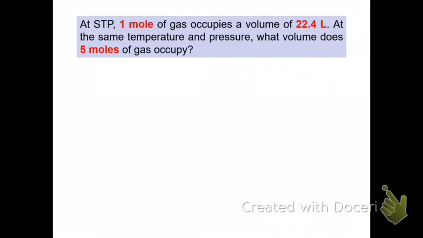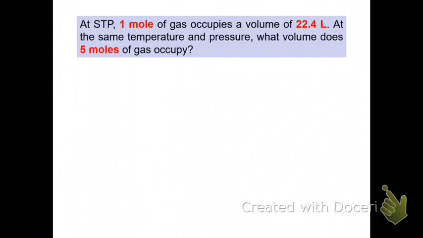All right, let's take a look at this example here at STP. STP stands for standard temperature and pressure. If you remember from the beginning of the lecture, standard pressure is 29.9 inches of mercury or 760 millimeters of mercury. And standard temperature is 0 degrees Celsius or 273 kelvins. So that's standard temperature and pressure.